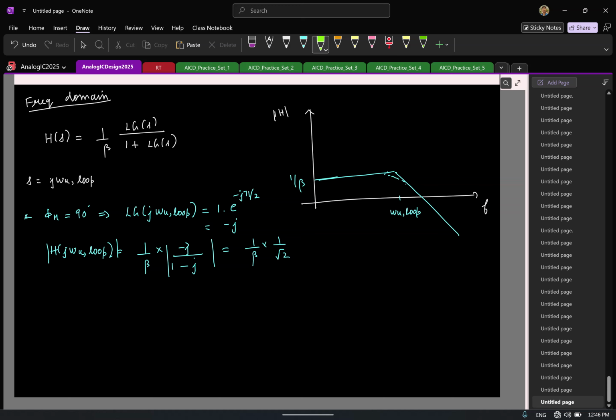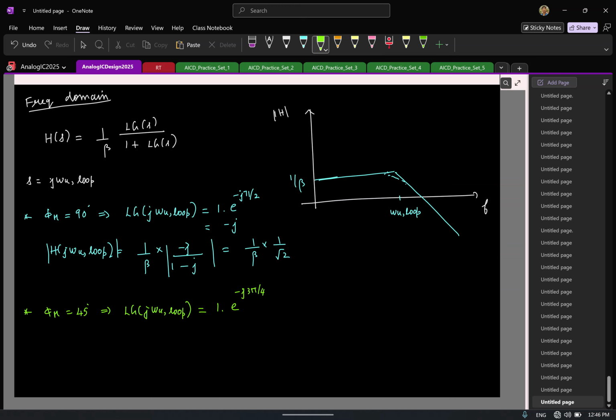So now let me take a second case. Let's say my phase margin is 45 degrees. Then can you tell me what is the loop gain? What is the magnitude? Magnitude is 1, the unity loop gain frequency. So loop gain is unity. What is the phase? 135, so minus j 3 pi by 4.